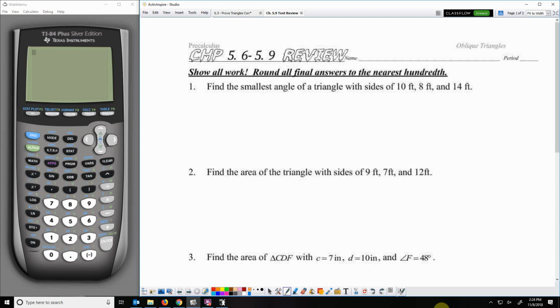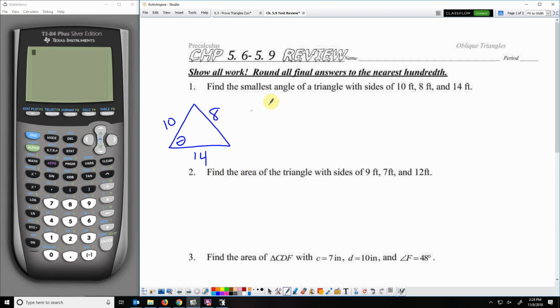Hey guys, today we are going to review law of sines, law of cosines, and finding the area of a triangle. So we'll start by finding the smallest angle of this triangle with sides of 10 feet, 8 feet, and 14 feet. The smallest angle has to be across from the smallest side, so it's that angle right there. Okay, so when we are given side, side, side, we can use the law of cosines.